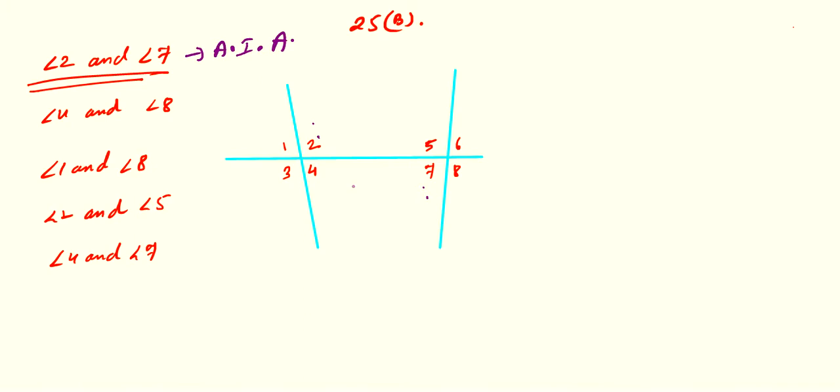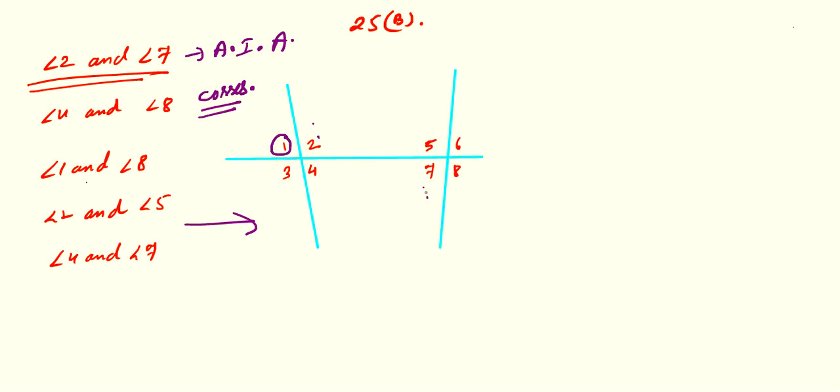Then angle 4 and angle 8. First thing is that both are on the same line. Same line means what? Same side. ये भी इस तरफ है, ये भी इस तरफ है, same side. Angle 4 इंटीरियर है और angle 8 एक्सटीरियर है. तो एक इंटीरियर और एक एक्सटीरियर जब होता है, then angles are corresponding. Clear?